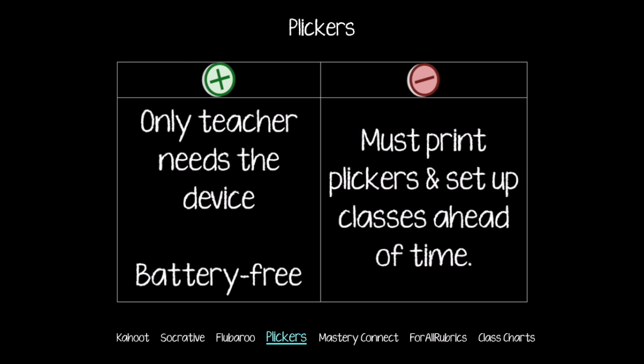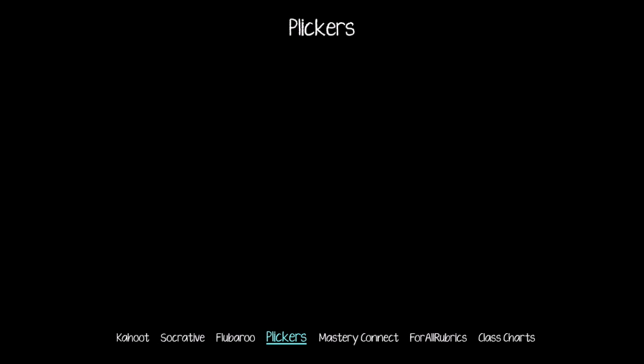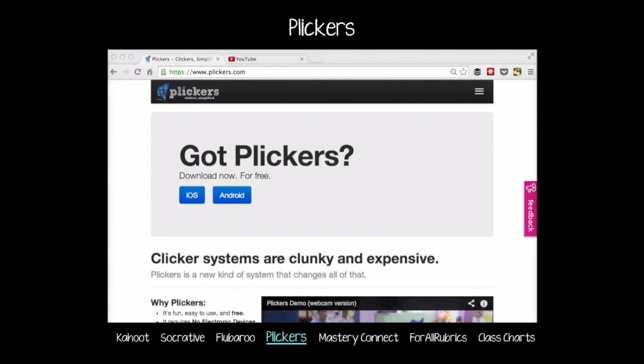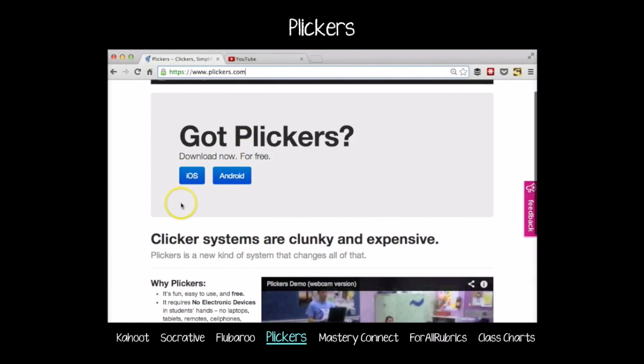There is some setup ahead of time. You must print the Plickers, set up the classes, tell it in class period number 1, clicker number 12 is Janie. You are setting all that up so it knows what to read ahead. So at Plickers.com, it's an app you can download for iOS or Android, and it does explain some of the advantages and disadvantages right on their site.